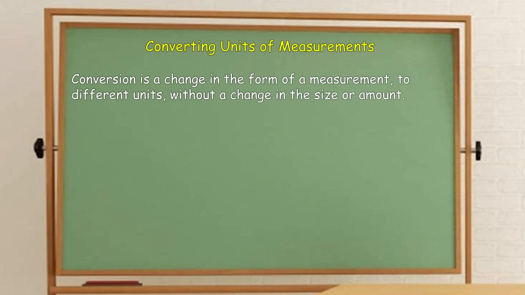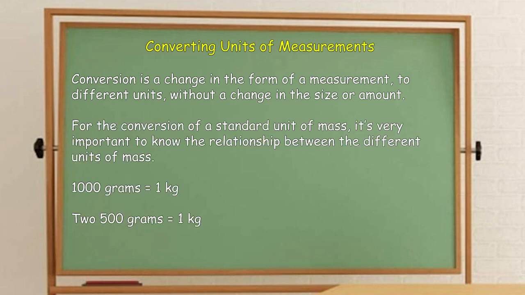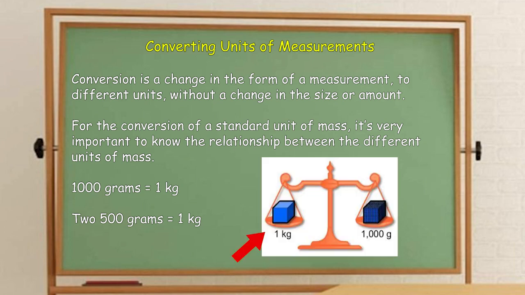Conversion is a change in the form of units without a change in the size or amount. For the conversion of standard units of mass, it's very important to know the relationship between the units of mass. For example, we know that 1,000 grams is equivalent to 1 kilogram. This means that if we were to take two objects, one that has a mass of 1 kilogram and another that has a mass of 1,000 grams, and put both of those objects on a balance scale, the scale would remain balanced.